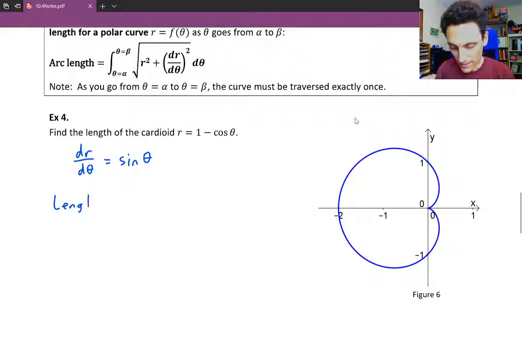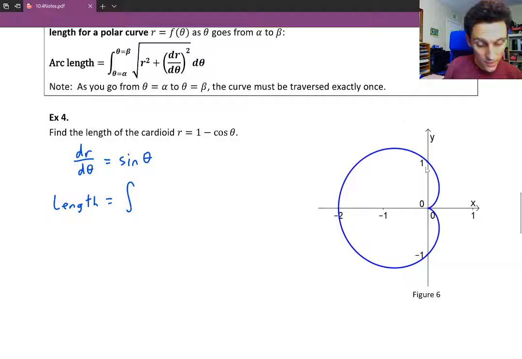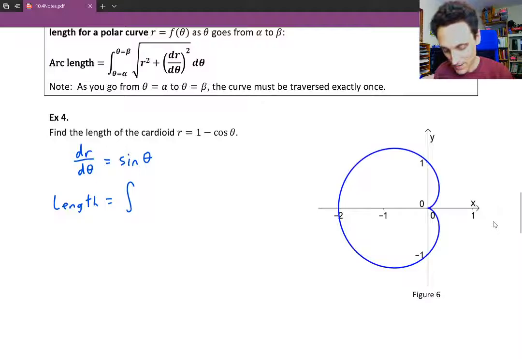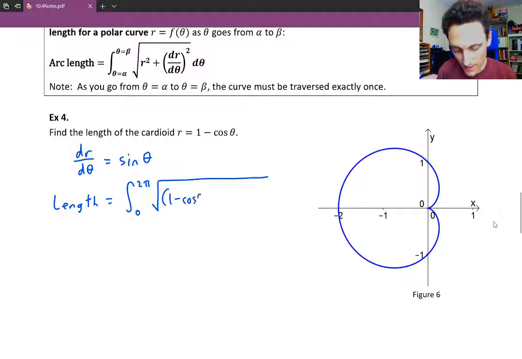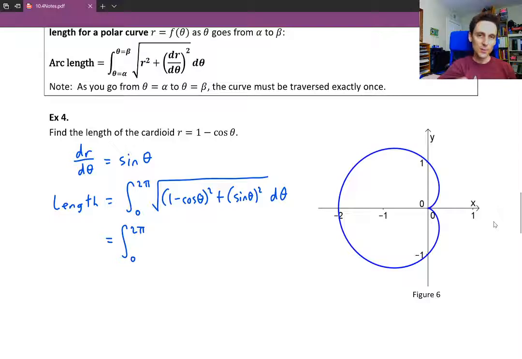So the length of this polar curve will be the integral across the whole curve, which will be 0 to 2 pi, of the square root of r squared, that's 1 minus cosine theta squared, plus dr d theta squared, which is sine theta squared, d theta. Let's try to take this one all the way to the end, because there's a little bit of trickiness going on with this integral.